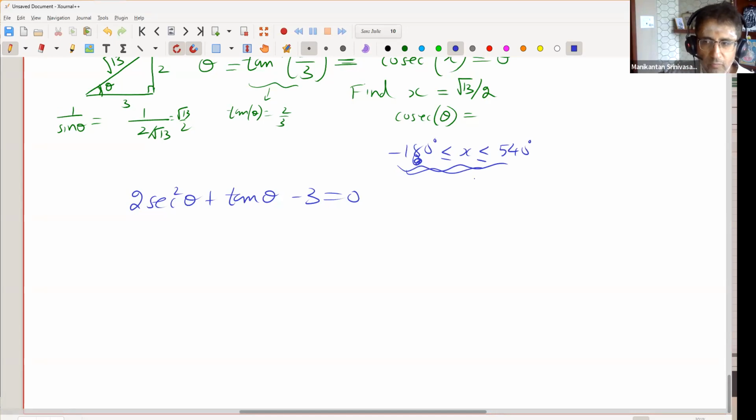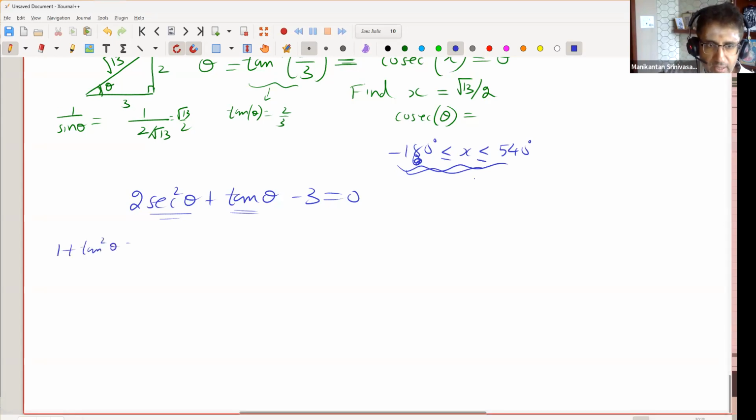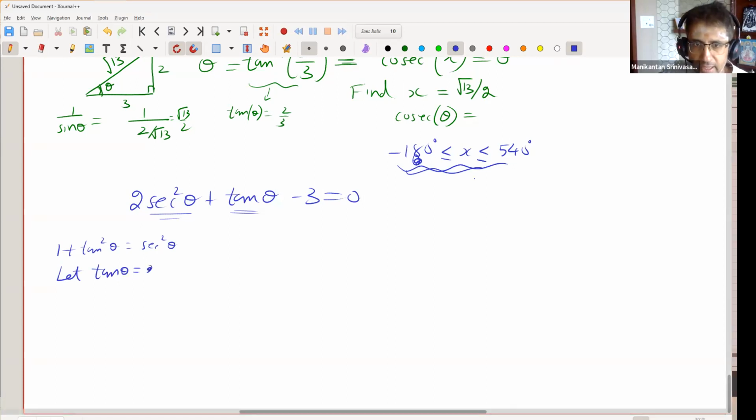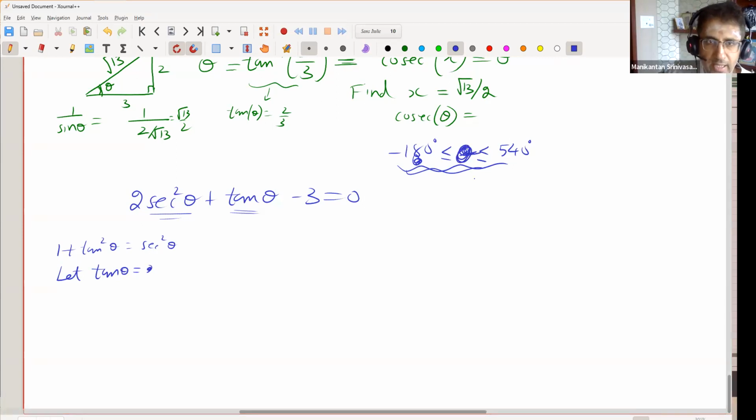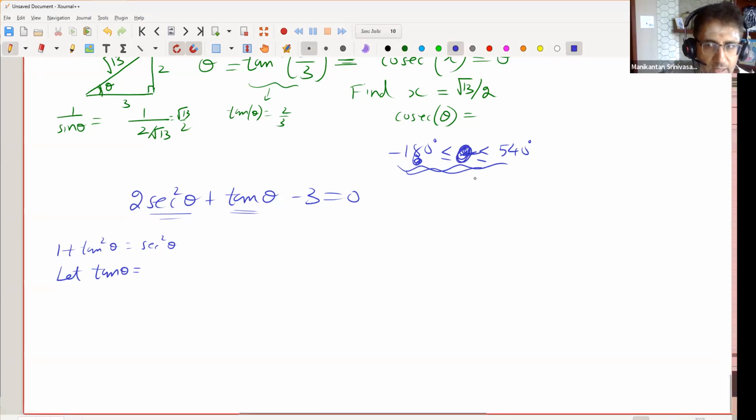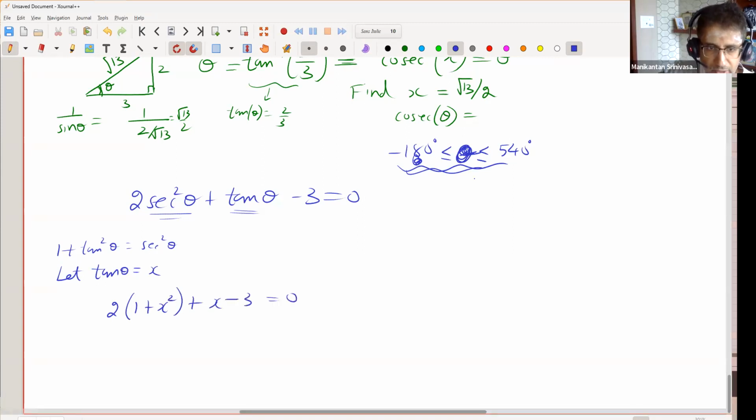So we can use any of the standard relations that we know. The obvious one that connects tan and sec is 1 plus tan square theta is sec square theta. So let tan theta be equal to x. So this becomes 2 times 1 plus tan square theta plus tan theta minus 3 equal to 0. This is just a simple quadratic: 2x square plus x plus 2 minus 3, which is minus 1, equal to 0.